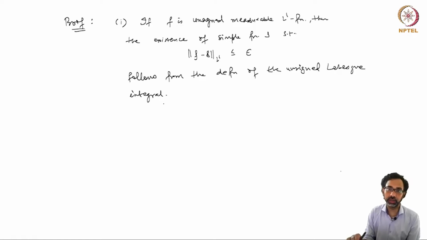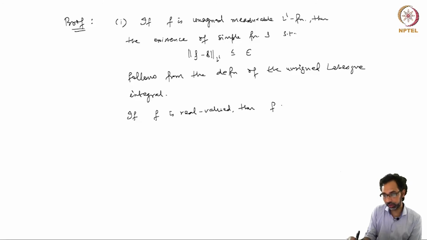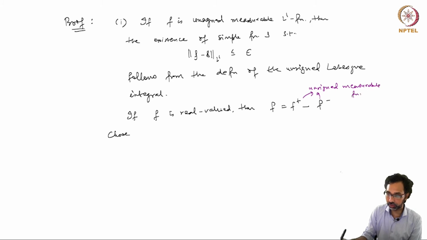So this is almost by definition of the Lebesgue integral for unsigned measurable functions. Now if f is real valued, then we can write f as f plus minus f minus, the positive and negative parts. Both of these are unsigned measurable functions, and then we can use the part we have already shown for unsigned measurable functions.